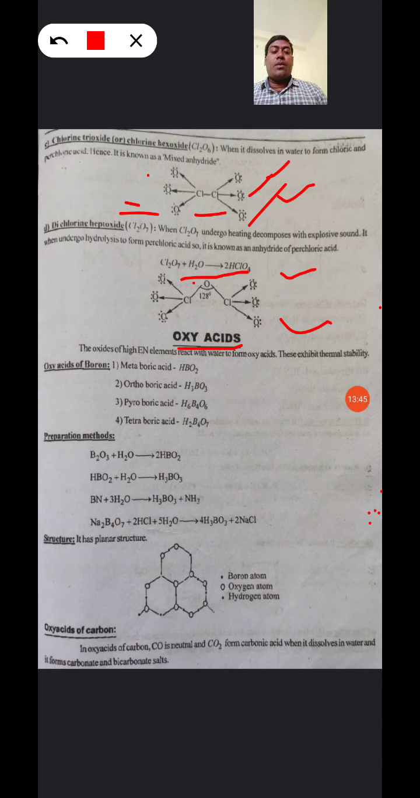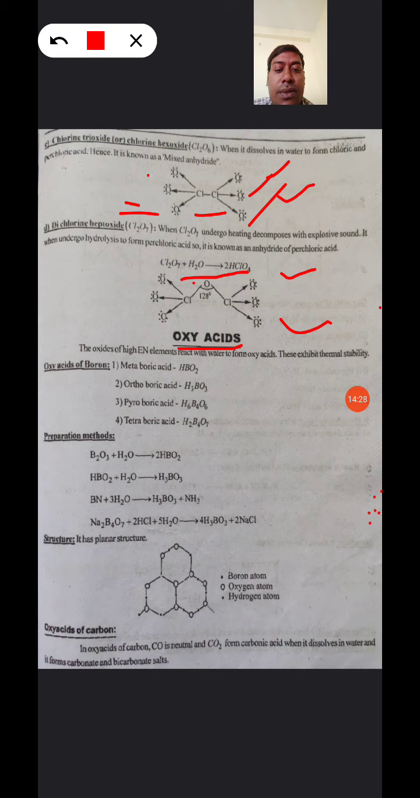The next one, oxy acids. So here generally the oxides of highly electronegative elements react with water to form oxy acids. These exhibit thermal stability.